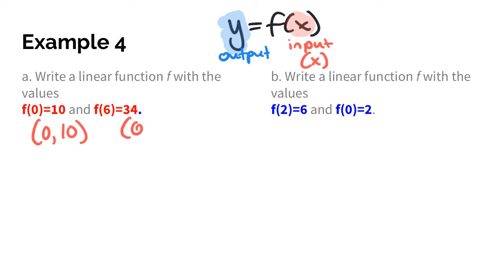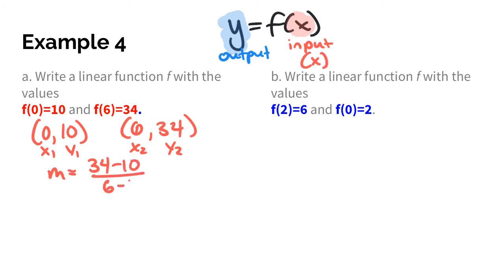Here I would have 6, 34. That's an ugly looking 6. So it's just written differently, but it's the same thing we did in the previous example. You're still given an x and a y here, and you're still given an x and a y here. So the first thing I want to do is find my slope by doing 34 minus 10, and then 6 minus 0 for my x's. That's going to give me 24 divided by 6, which is a slope of 4.